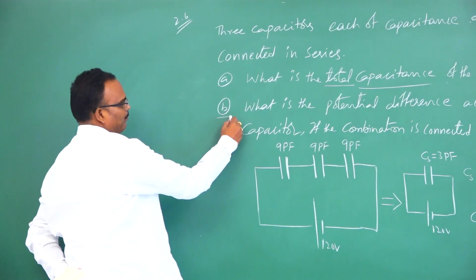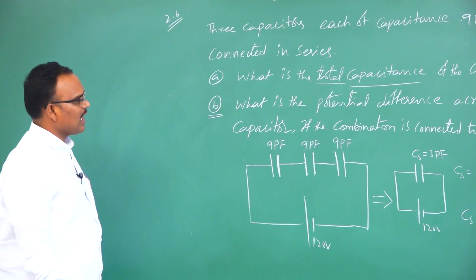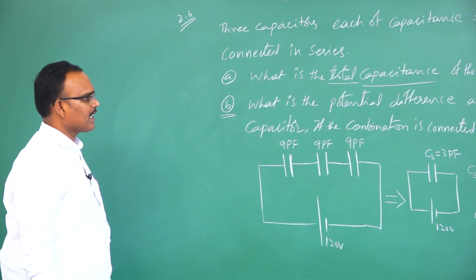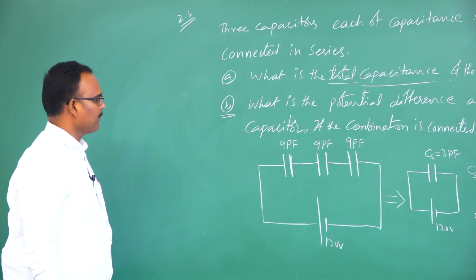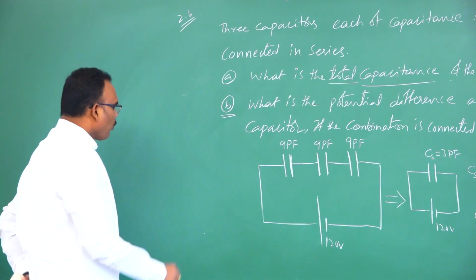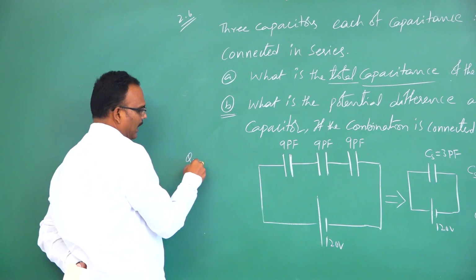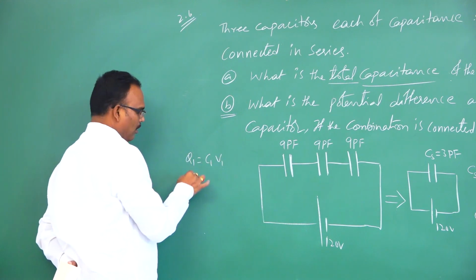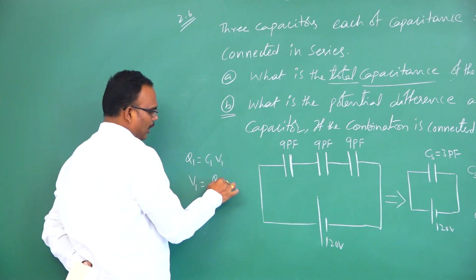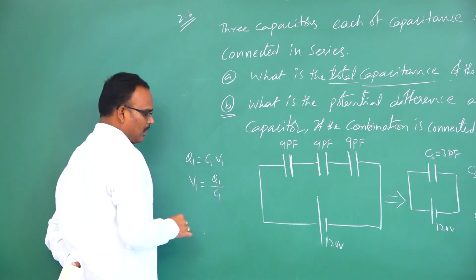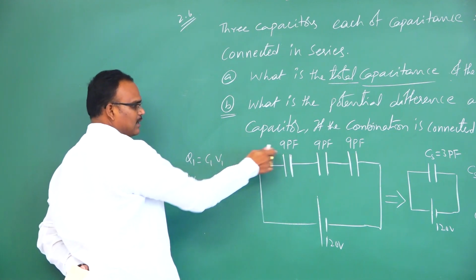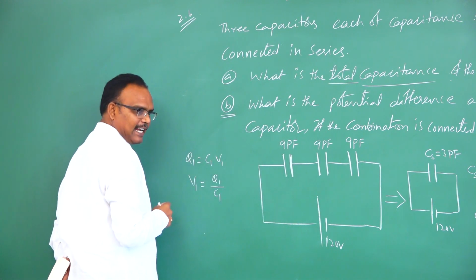Then we will see B part. What is the potential difference across the capacitor if the combination is connected to 120 volt supply? So, if you want V1, generally Q1 is equal to C1 V1. This we know. V1 means Q1 by C1. C1 I know, V1 I want. That means the charge on this capacitor I have to calculate.